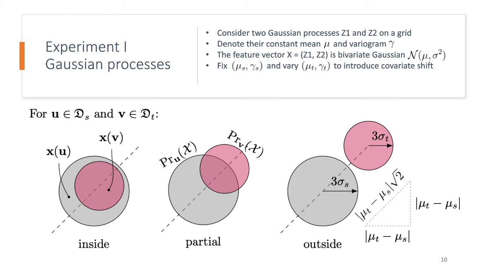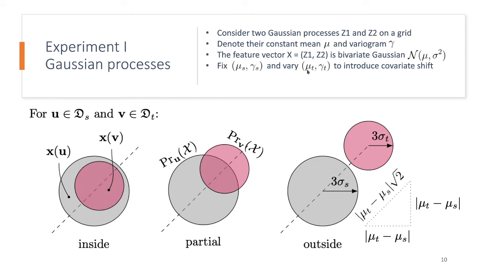In the first experiment, we consider two Gaussian processes, Z1 and Z2, on a grid. We denote their constant mean and variogram mu and gamma. In this case, by stacking these two variables, we get a feature vector, which is bivariate Gaussian, with some given mean and variance. If we fix these two Gaussian processes on the source domain and vary the parameters of the two Gaussian processes on the target domain, we introduce covariate shift. The circle in grayish color represents the source domain, and the circle in reddish color represents the target domain.